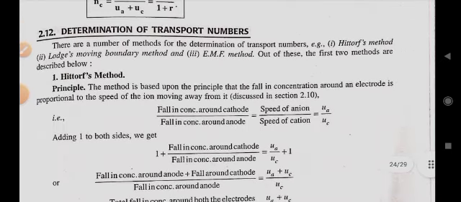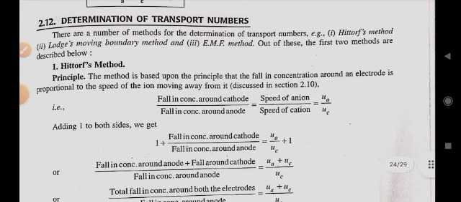Determination of transport numbers. There are a number of methods for the determination of transport number, that is Hittorf's method, Lodge's moving boundary method, and third, the EMF method.